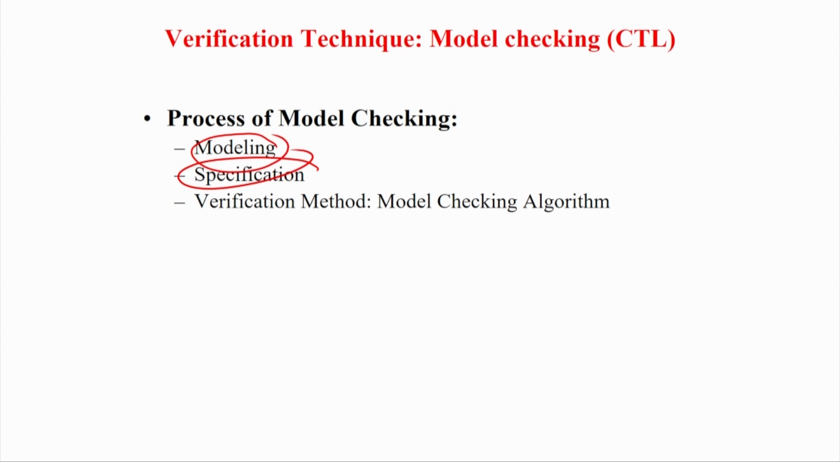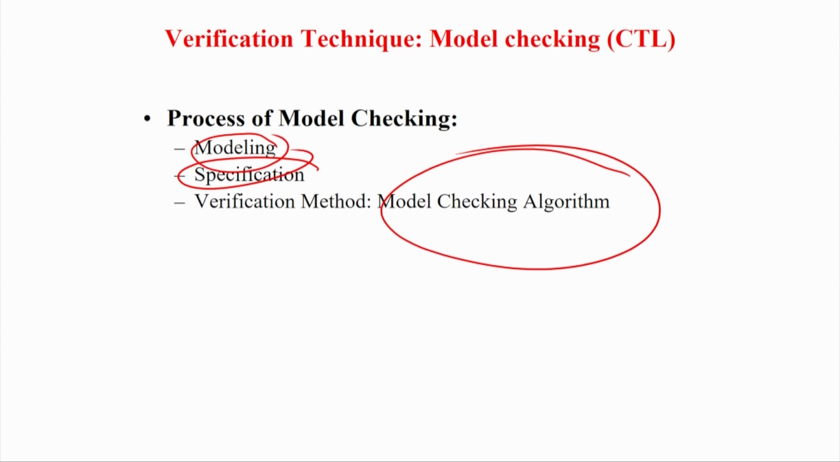For example, if you have designed a printer, then you have to write for all paths globally, whenever a request goes in future, grant should be accepted. So that way you write your design intent in terms of specification. And then there is something called a model checking algorithm, which will try to find out in which states the formula is valid and which state is not valid.